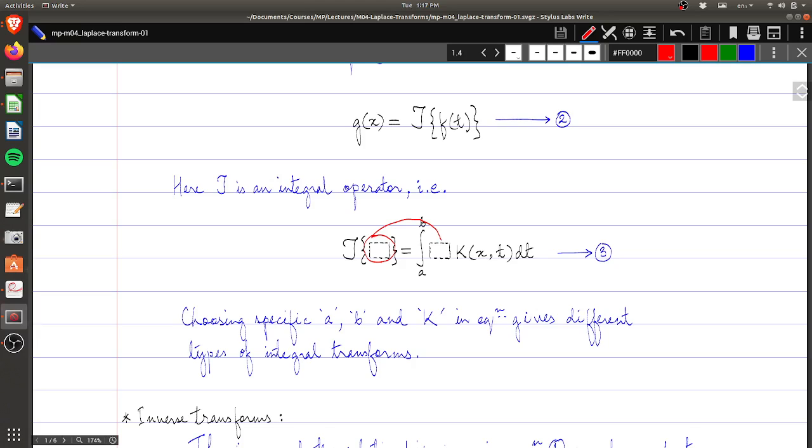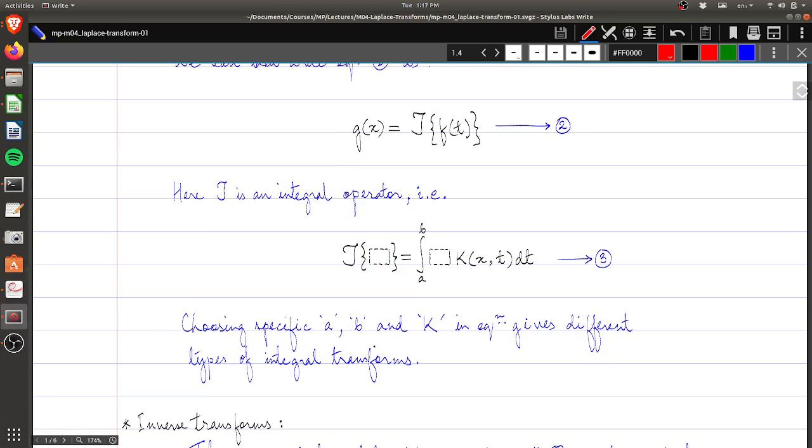Right now it seems a little bit abstract, but when we go to Laplace transforms, you will see the use of this. In fact, you have already done one such transform, and that is a Fourier transform. We've already done that. So now if we choose specific values of a, b and k, they will give us different types of integral transforms. Choosing a, b and k in this particular equation, we get one specific integral operator, and that is going to give us the different kinds of integral transforms.